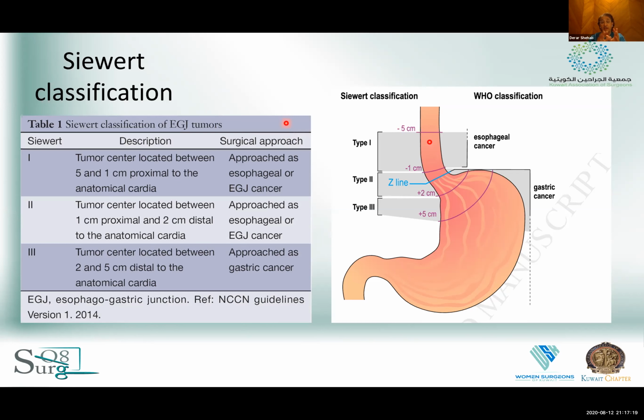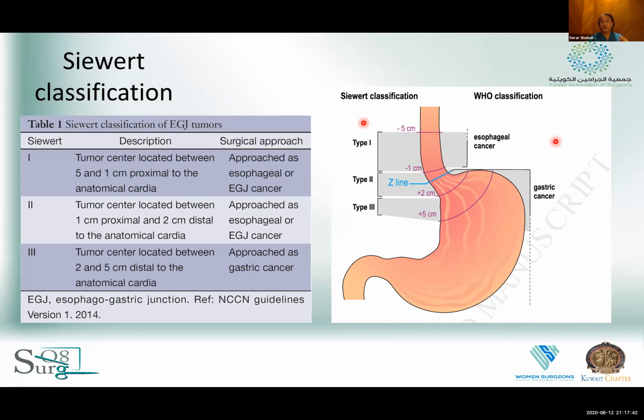If you have Seward type 1, then your surgery is going to be esophagectomy. Seward type 2 is when the tumor is located in the GE junction, so it's called a true GE junction tumor. If you have the GE junction tumor, Seward 2, then your operation is going to be esophagectomy.